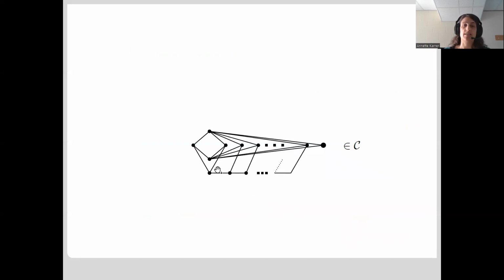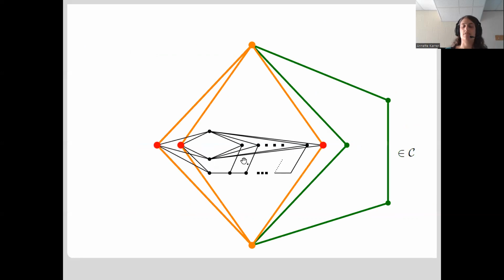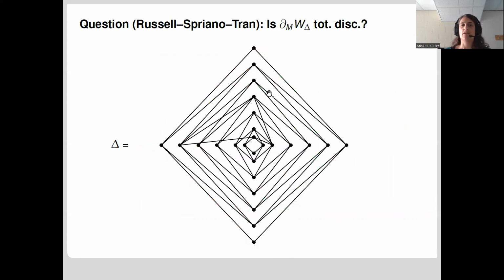And we can also do something like this. We take this graph where we know that it is in C, and we glue such a graph on it. So this yellow graph is a join, so the corresponding right-angled Coxeter group has empty Morse boundary. And now the yellow and the green graph together correspond to a right-angled Coxeter group with totally disconnected Morse boundary. And so the whole thing in the end is contained in C. Finally, one can also show that this graph here, which was studied by Russell, Spriano, and Tran, is contained in this class. So it corresponds to a right-angled Coxeter group with totally disconnected Morse boundary.